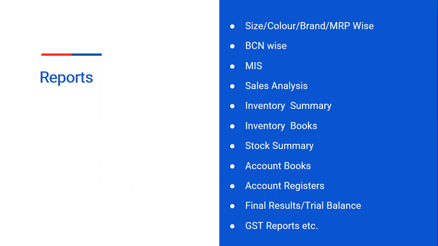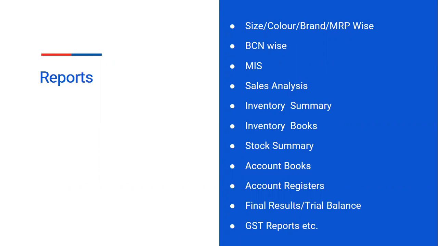How much sales has been done. Item-wise graphical view. Party-wise graphical view. Date-wise graphical view. So almost all types of graphical views will be available in this sales analysis report under this section. We have the inventory summary report here. In inventory books, you will get the inventory registers, that is, sales register, purchase register, sales return register, purchase return register, etc. We will also get the stock summary report, account books report, and account registers report.